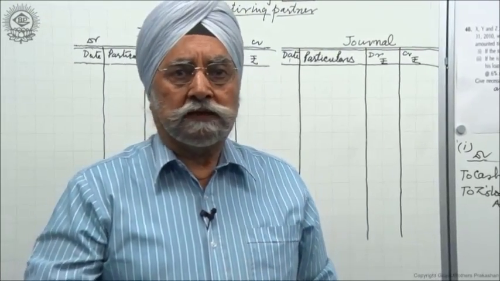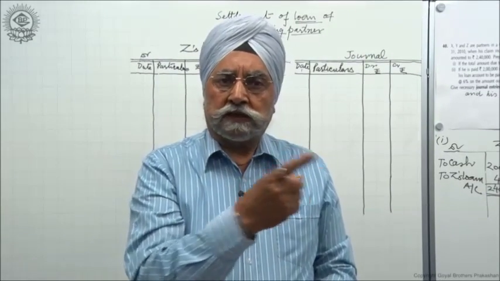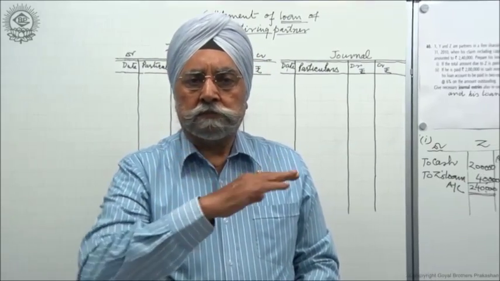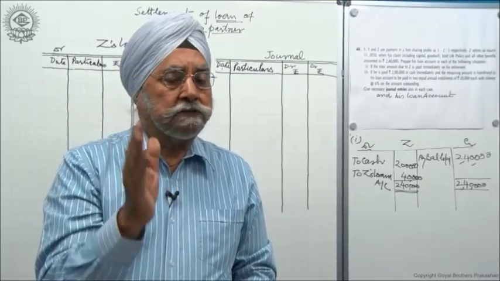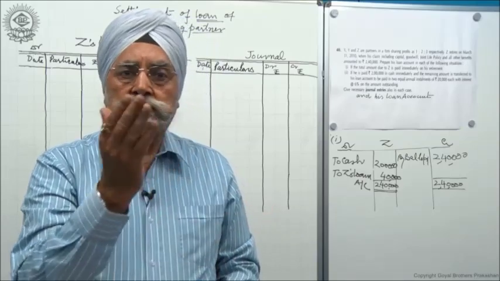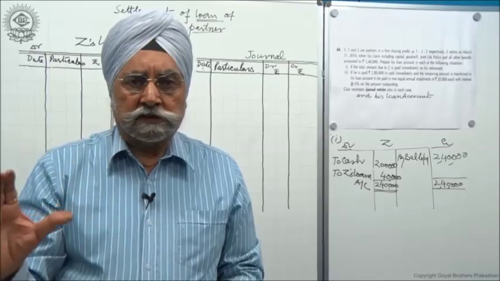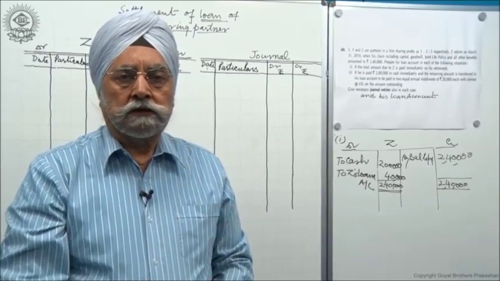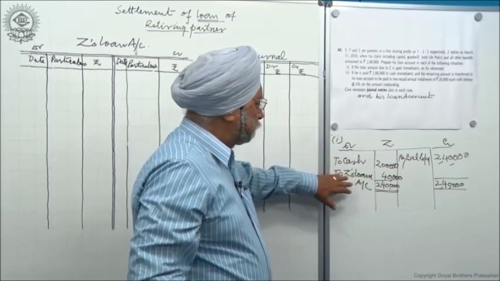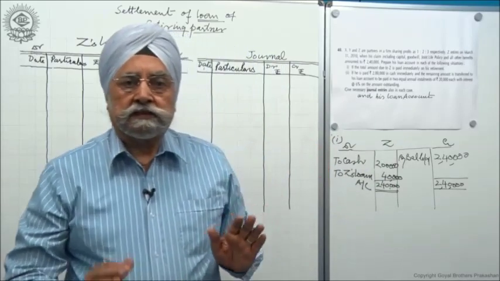His capital account will either be closed by transferring the amount from the cash account and debiting his account with the amount due to him, and the account will be closed. And if cash is not paid, then the amount will be transferred to the loan account. How much to be transferred? If the firm doesn't have any cash at all, the entire amount will go to Z's loan account, the entire amount of 2,40,000, and his account will be closed.